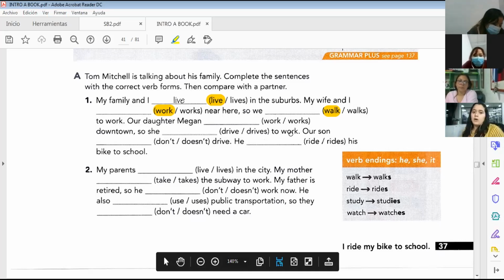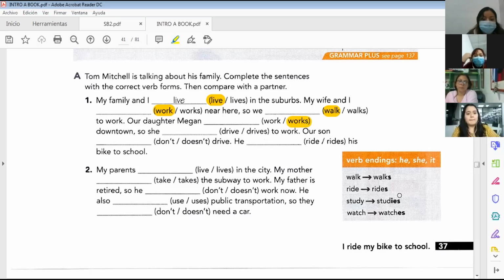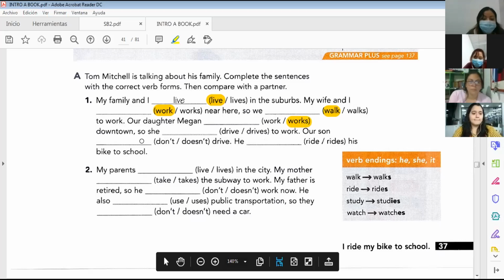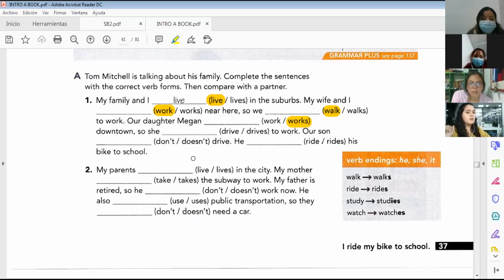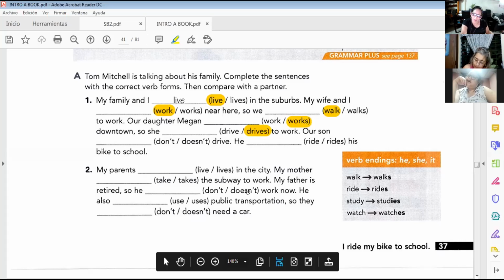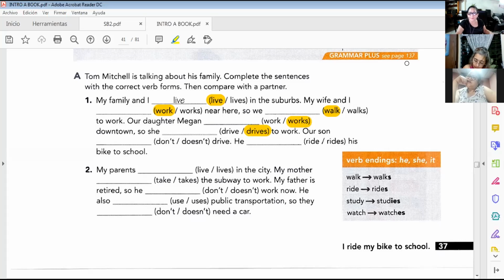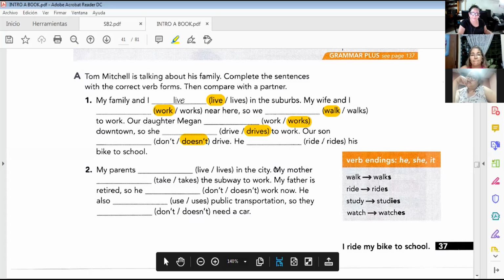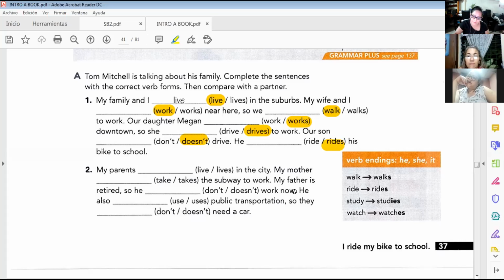Our daughter Megan works downtown. Very good. All right. Dami, so she. Drive or drives? Drives. So she drives to work. Good. Very good. Okay, let's see. Maria Isabel, our son. Unmute your microphone. Our son doesn't drive. Yes, very good. Doris, he. He rides his bike to school. Okay, very good.